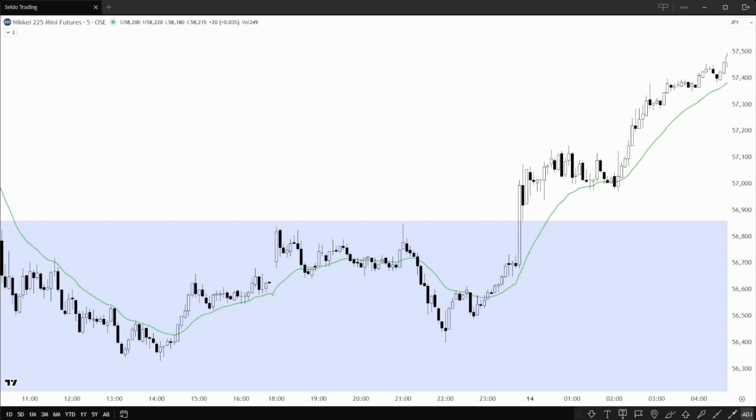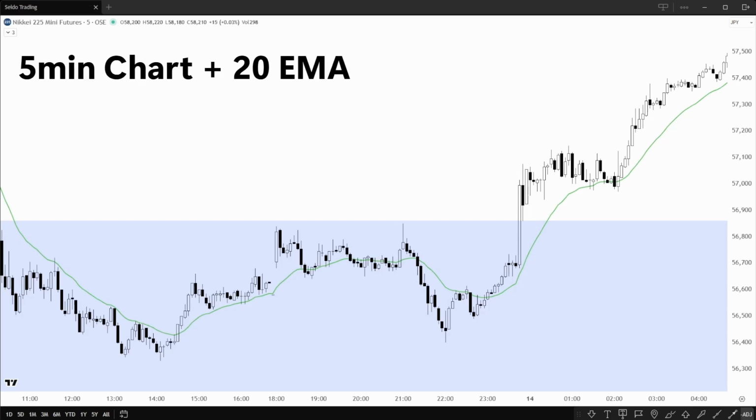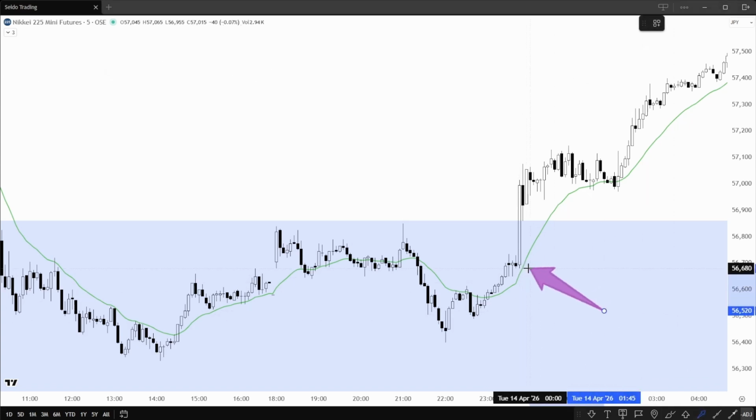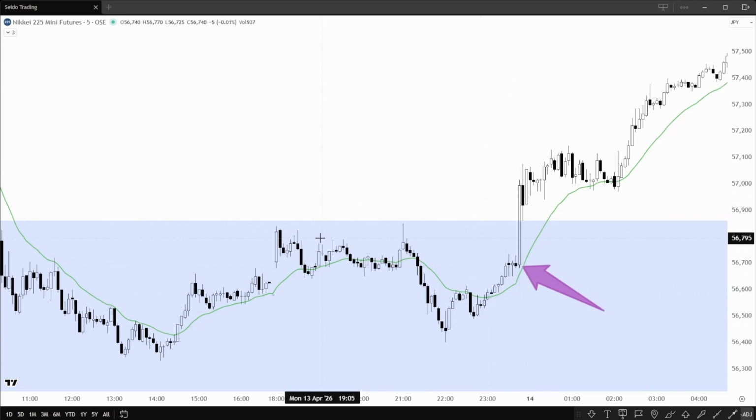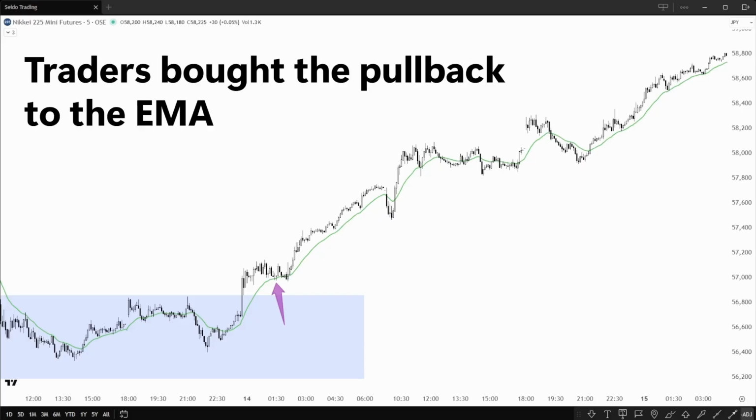So this is a 5-minute chart of the Nikkei mini futures. I've gone ahead and added a 20-period moving average to the chart, and I've also annotated the trading range in blue. Hopefully you remember from lesson 2 that this is a strong candle. This is the type 1 momentum that we spoke about. It's a very strong bullish candle closing well above the trading range. Traders were happy to buy on the EMA, and this was the result.